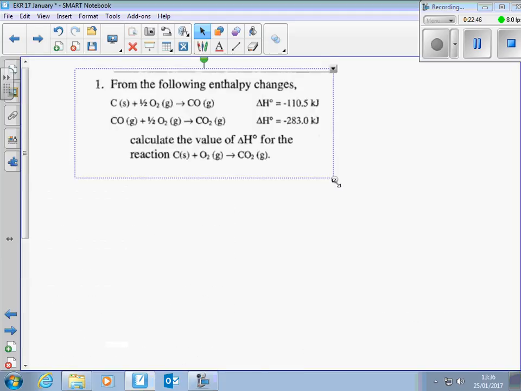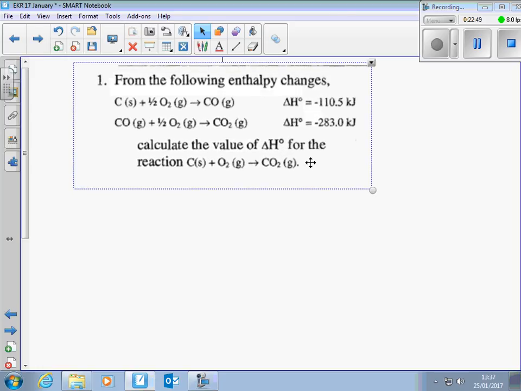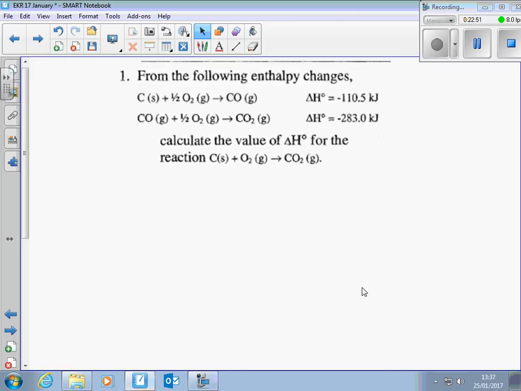Right, is that big enough to read? A bit woolly, I know, but we've got two reactions there. From the following enthalpy changes, calculate the value of delta H naught for this reaction. So we've been given two, and we're asked to do a third one. Now, that's not so obvious as to what's happening. We're being asked to calculate for the reaction carbon plus oxygen makes carbon dioxide. So that's the one that we want.